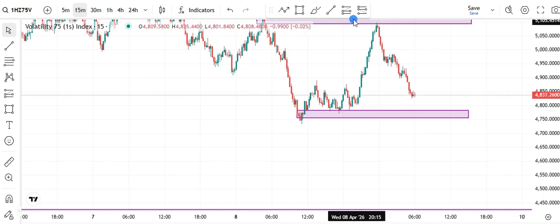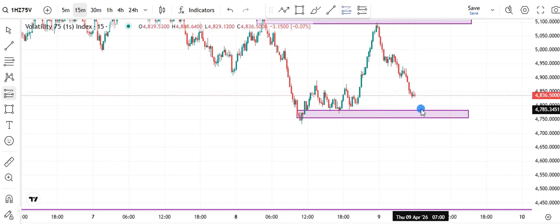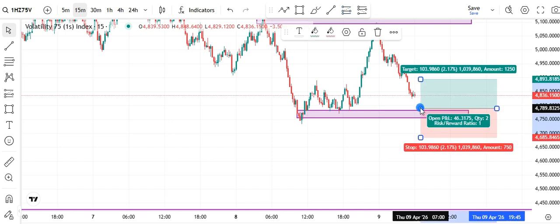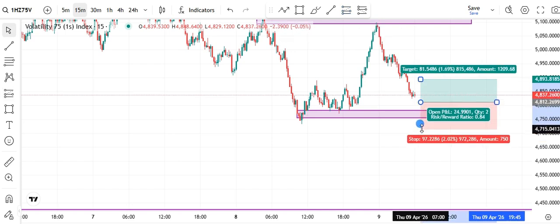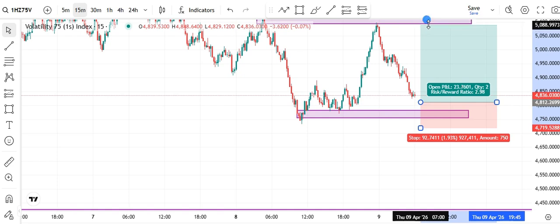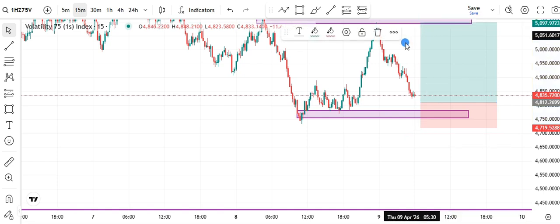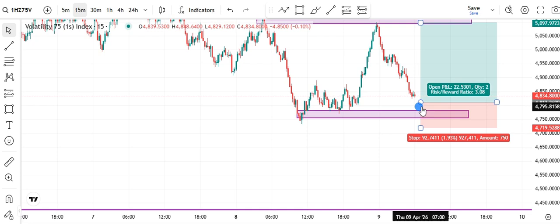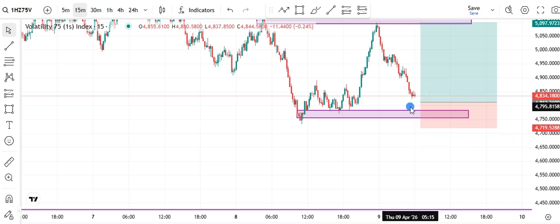But again, it's possible that when it gets there, it starts losing momentum. If it happens to lose momentum, that means you'll be going long on volatility 75, somewhere around here, stop loss below this previous low. Your take profit is right here. So please take note of that. That is where we are waiting for it. If it starts showing signs of a very bullish move, we go long, and of course this is the target.